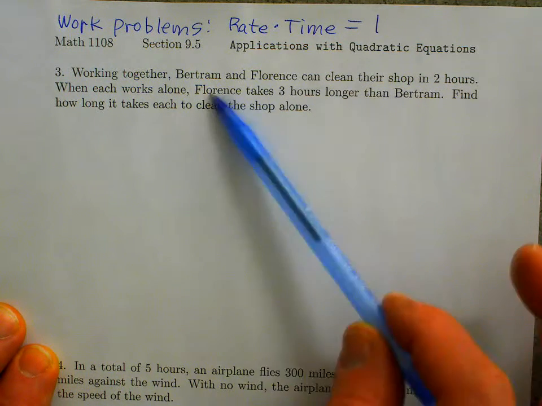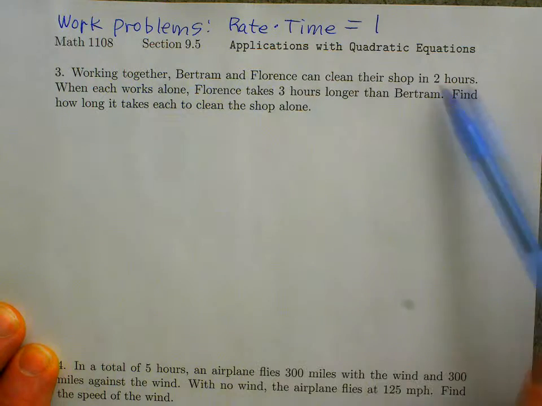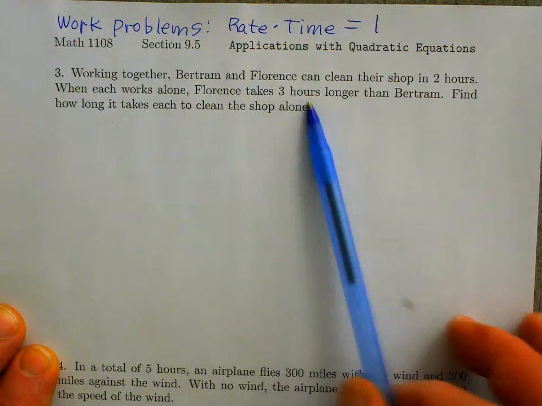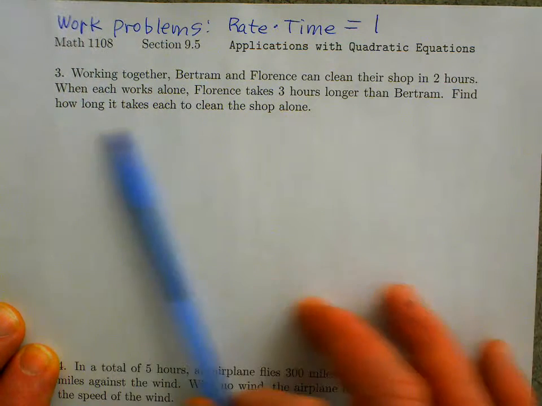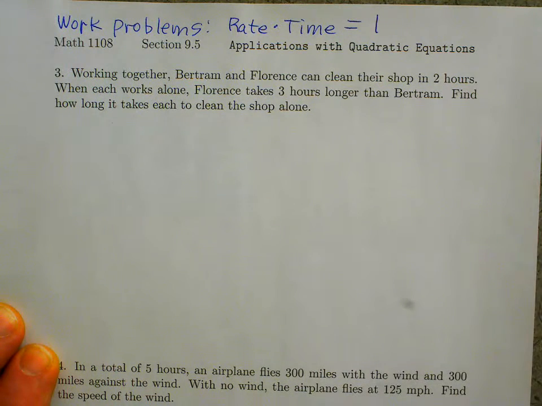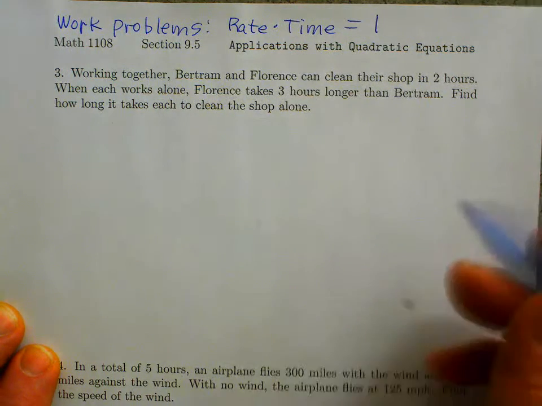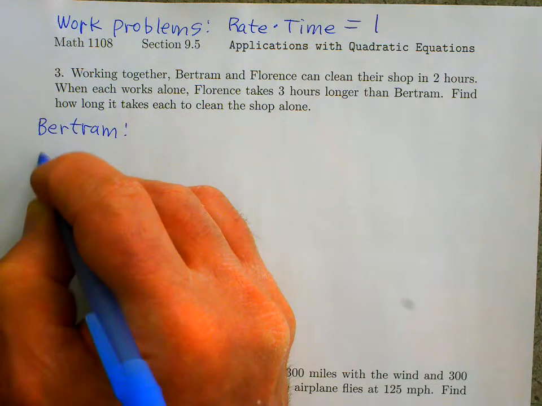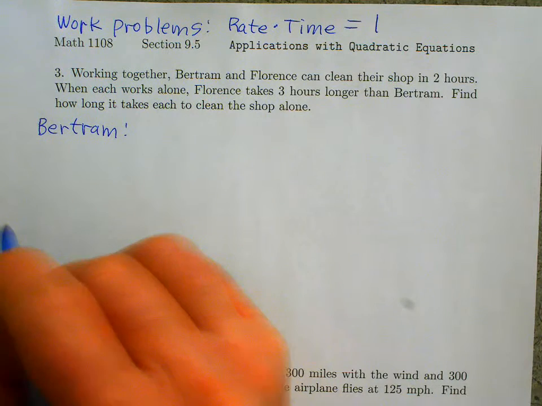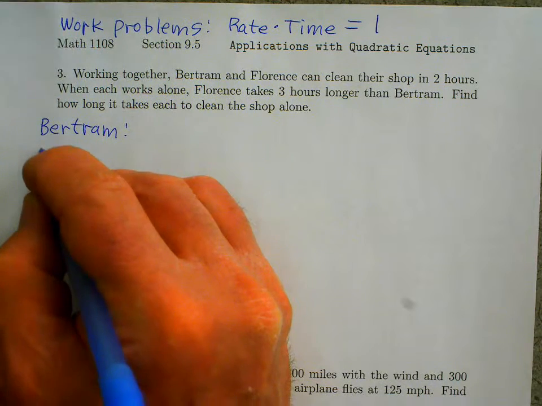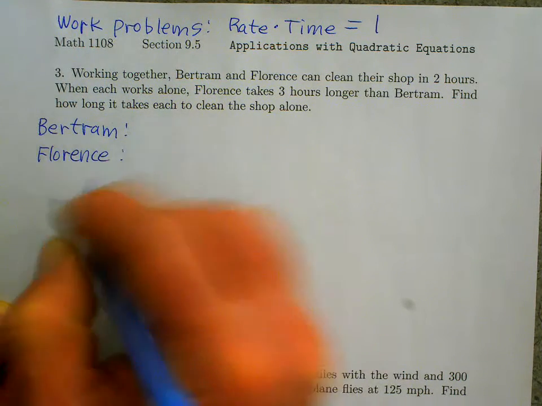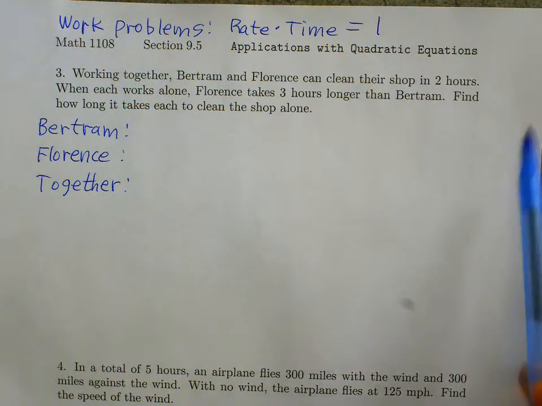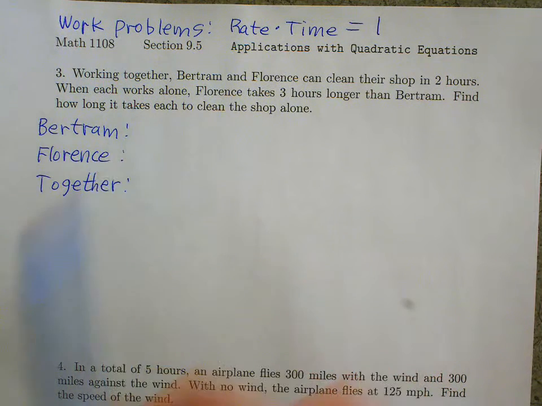Okay, so we're told how long it takes Bertram and Florence to do the job when they work together. They can clean the shop in 2 hours. And when each works alone, Florence takes 3 hours longer than Bertram. So find how long it takes each of them to clean the shop when they're working alone. So we'll assign variables for the quantities that we're supposed to find.